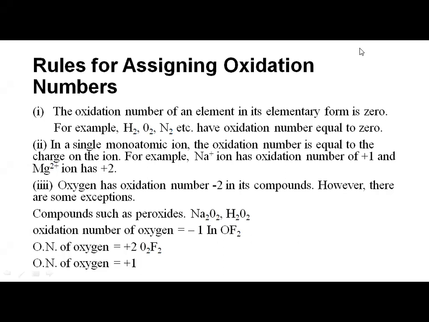So in the previous class, we discussed the rules for assigning oxidation number. We have seen all these rules. An element in its elementary form has oxidation number 0. For a single monoatomic ion, the oxidation state is the charge carried on the ion. Oxygen always has -2. The exception is in peroxides, where it is -1. If oxygen combines with a halogen, especially fluorine, the oxidation state of oxygen will be +2. And in O2F2, it depends. We'll go on finding the oxidation state.